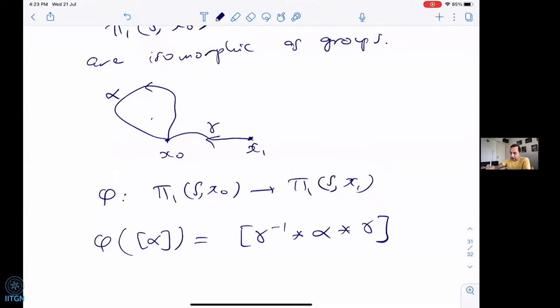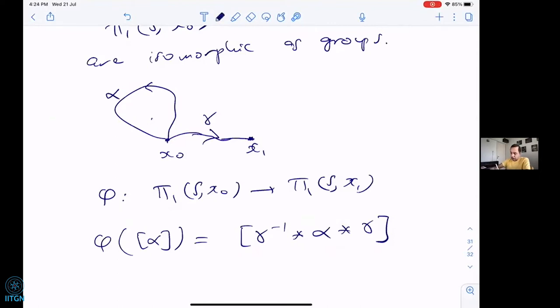So what does it say? Sorry, I think the orientation is wrong, gamma should be pointing the other way. This is gamma. Since phi is taking me from loops based at x0 to loops based at x1, it starts with a loop based at x0, and it constructs for me this particular loop based at x1, namely start at x1, trace gamma in the inverse direction, then complete this loop as it was, and then trace gamma back in the forward direction. And that's what this thing means. This is the multiplication of different loops. Remember, this one is a closed loop, this is a path, but the end point of everything is the starting point of the next thing, so this multiplication makes sense.